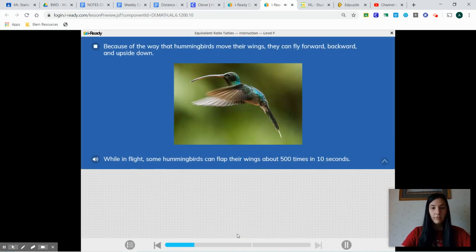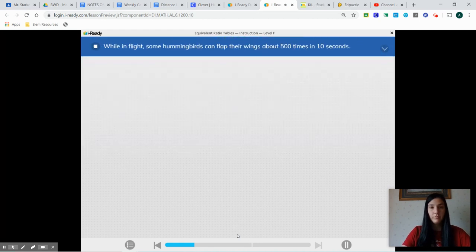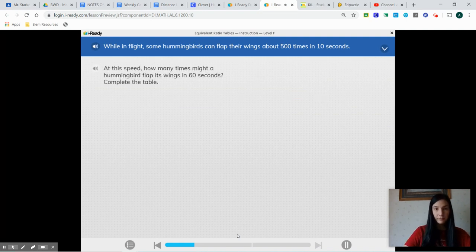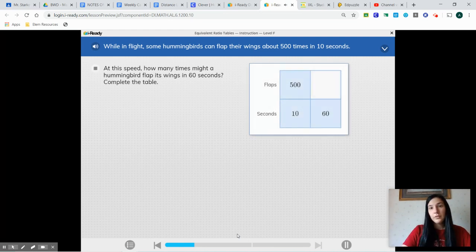Because of the way that hummingbirds move their wings, they can fly forward, backward, and upside down. While in flight, some hummingbirds can flap their wings about 500 times in 10 seconds. At this speed, how many times might a hummingbird flap its wings in 60 seconds?